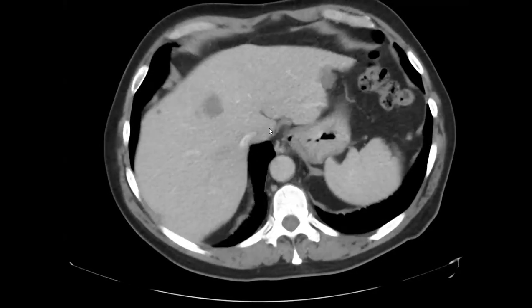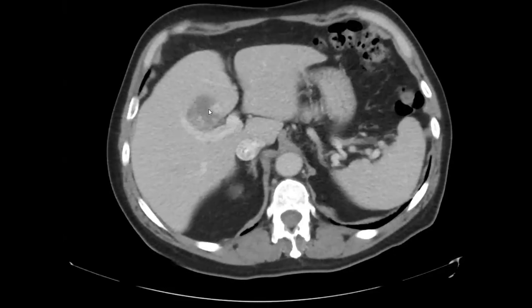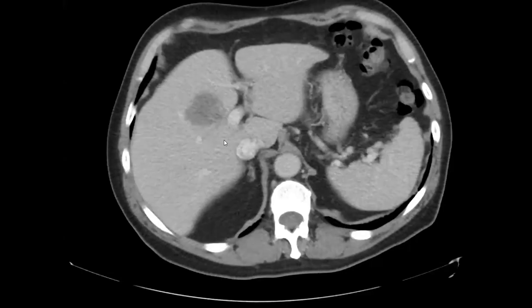Yes. So anyway, they didn't look like nice classic cysts, but the little nodular enhancement was a clue, and then it was confirmed with MRI that it is just a hemangioma.